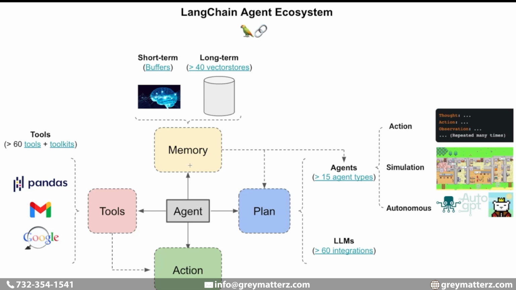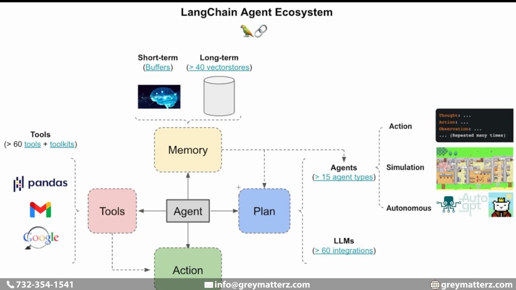Then the agent consists of memory. Memory is divided into two subparts: short-term and long-term memory. Short-term memory is nothing but buffers, for temporary storage for immediate tasks. Long-term memory is persistent storage for historical data, for example vector stores. We have over 40 different vector stores, and when it comes to tools, we have 60 plus tools and different toolkits.